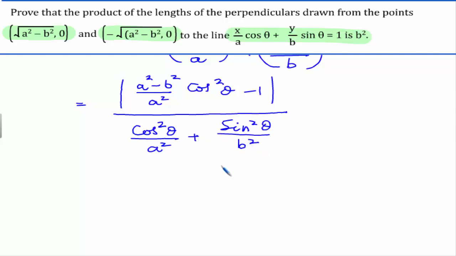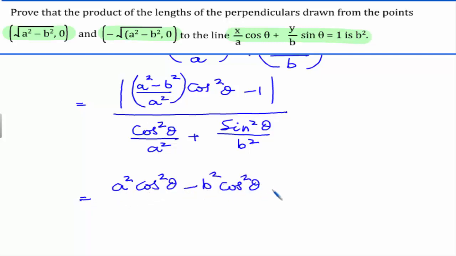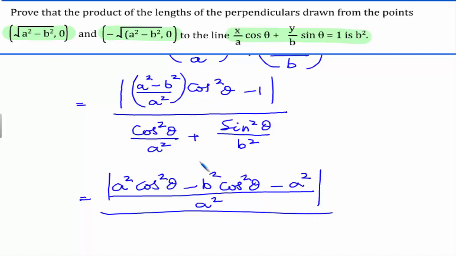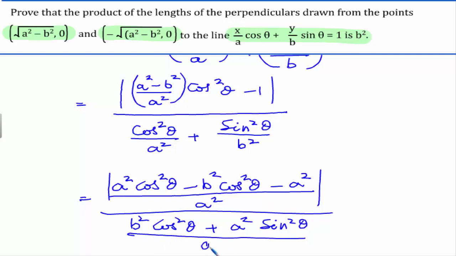And if we simplify this, this is inside the bracket, so if we open them, you get a square cos square theta minus b square cos square theta minus a square by a square, by, and if we simplify this, we get b square cos square theta plus a square sin square theta by a square b square.